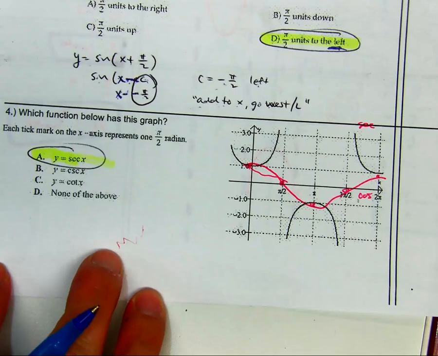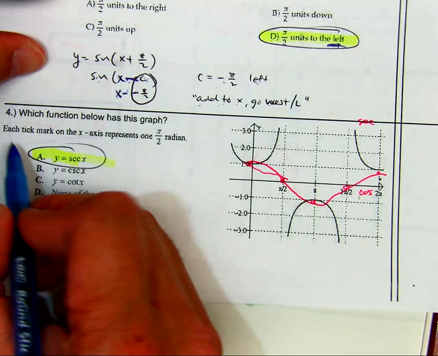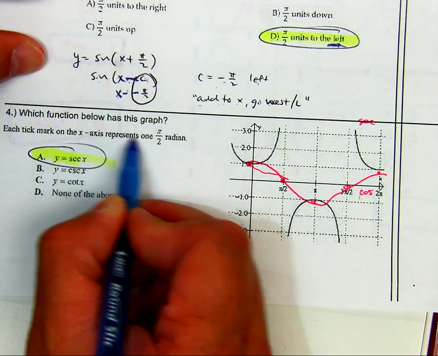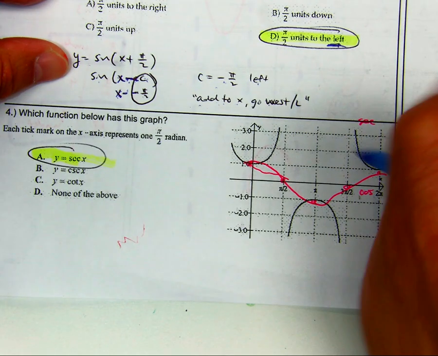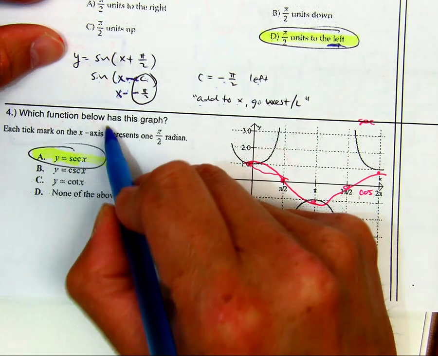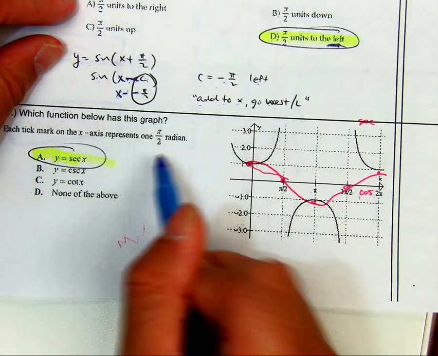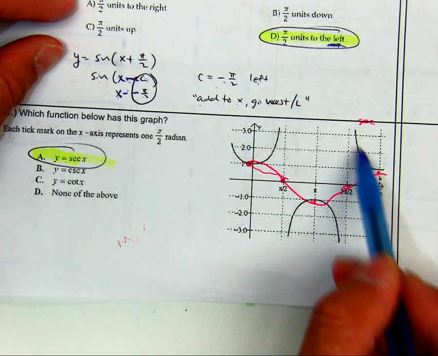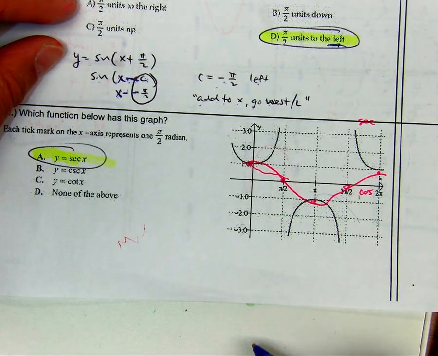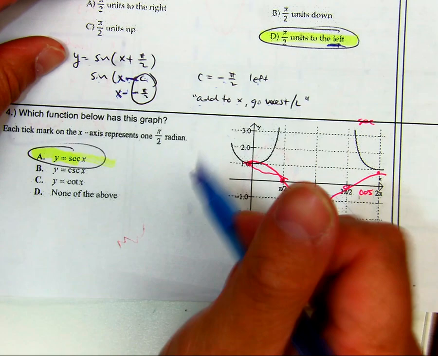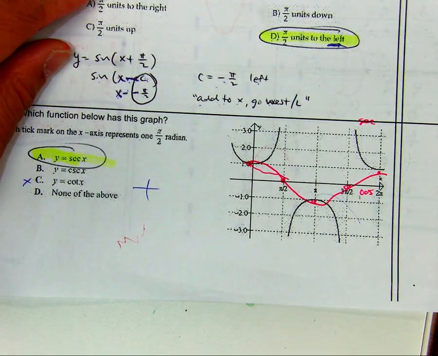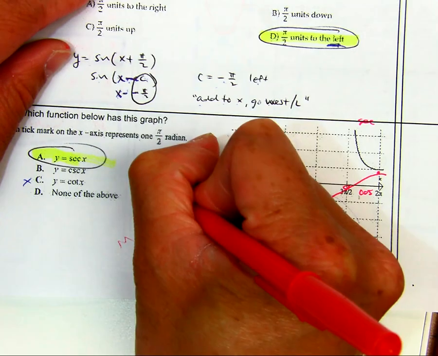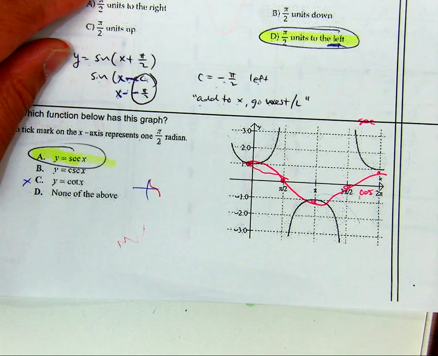Question number 4. Each tick mark on the x-axis represents pi over 2: pi over 2, pi, 3 pi over 2, 2 pi. Which function below has this graph? And you should recognize, number 1, it's not cotangent. Cotangent is the snake, the reverse snake. There's cotangent. That's what cotangent looks like.